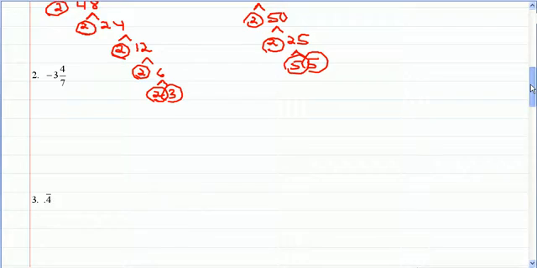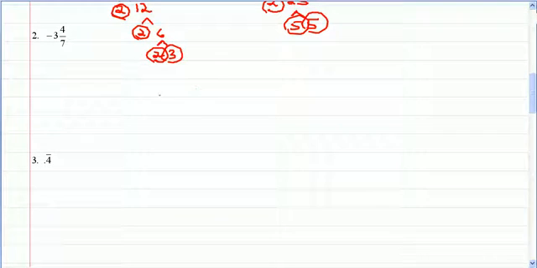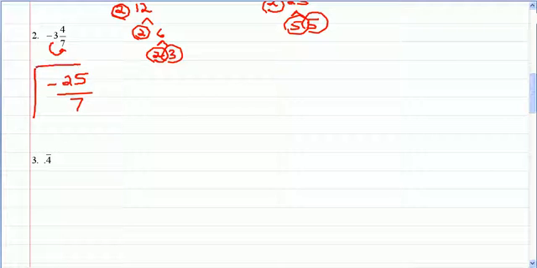Another type, number 2, is you have a mixed number. And this one is very simple. You just want to take the whole number in front, multiply it by the denominator. 3 times 7 is 21, and then add the numerator, which is 25. So your final answer is negative 25 over 7. Negative 25 over 7 does not reduce, and this is our final answer.